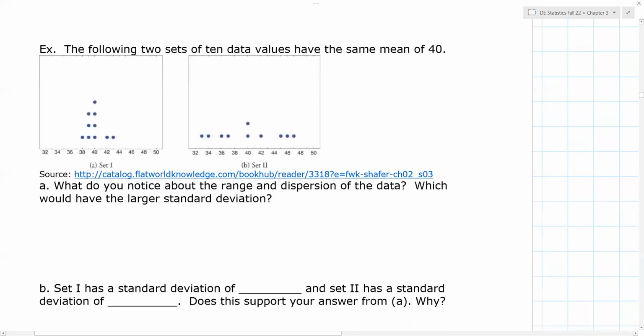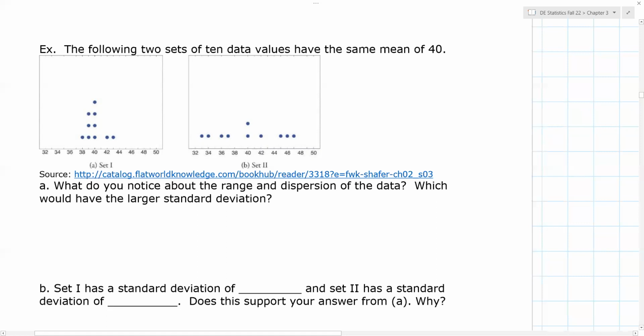So here we have two data sets. Each of those data sets has 10 data points, and the average of both sets of data is 40. This is why we need to have at least two different ways of talking about data. If we just say the average of both of these is 40, people might assume, well, that means they look the same, but they clearly don't look the same. And so we need to have another descriptor about our data set that talks about how spread out it is so we get a more complete picture.